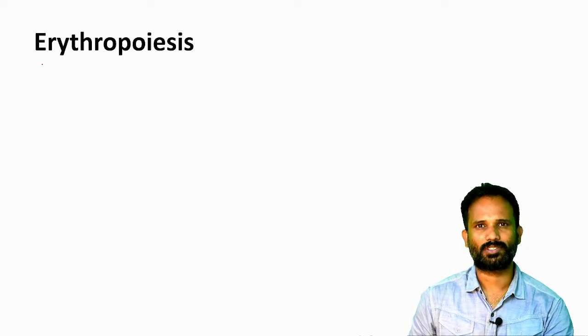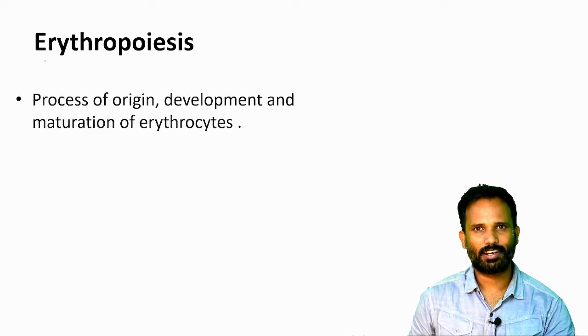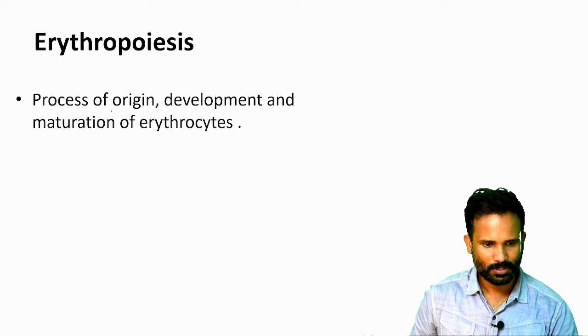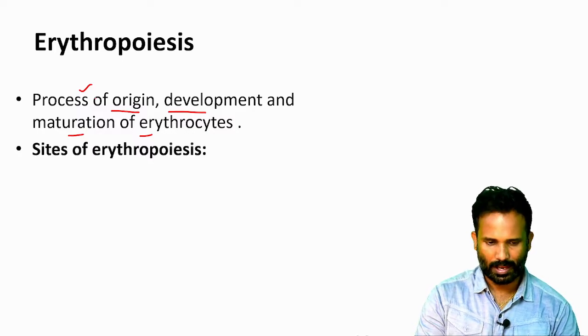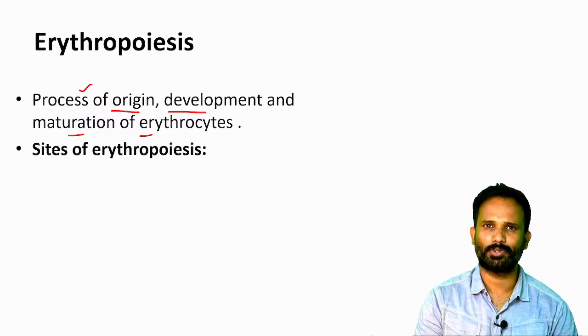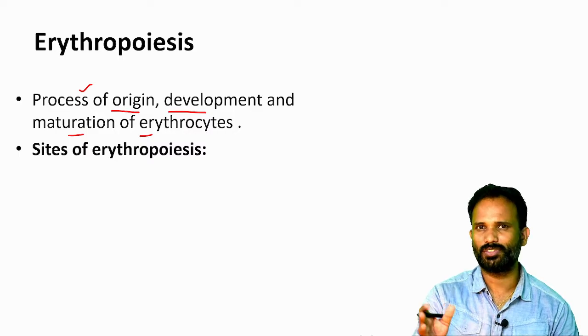What is erythropoiesis? Erythropoiesis is nothing but the origin, maturation, and development of RBC. So the origin and development of erythrocytes is called erythropoiesis. And where are RBC produced? RBC are produced, as you usually know, in the bone marrow.